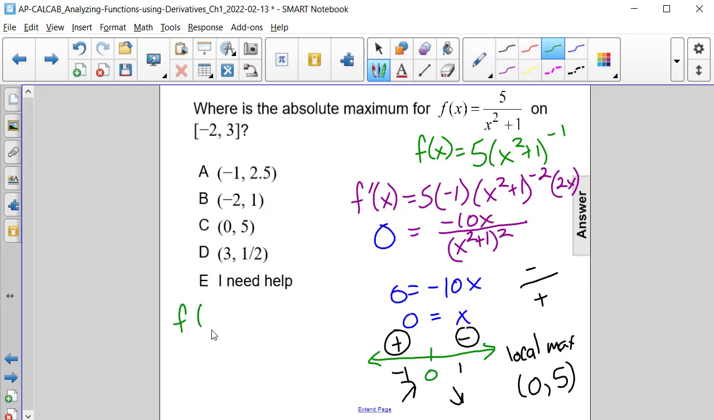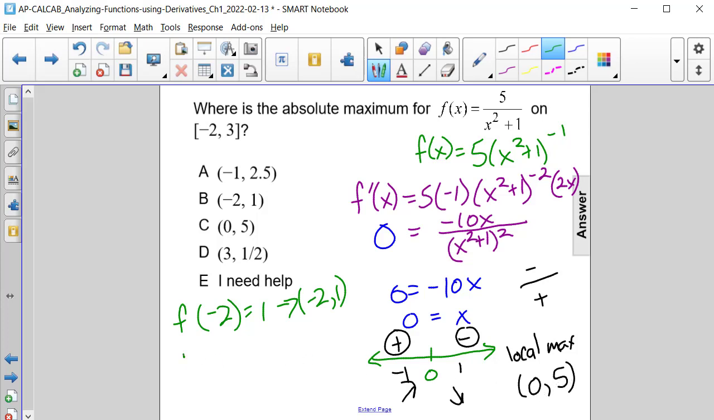So f of -2 will have 5 divided by -2 squared is 4 plus 1 is 5. So 5 divided by 5 is 1. So -2, 1. That's still not higher than 0, 5.